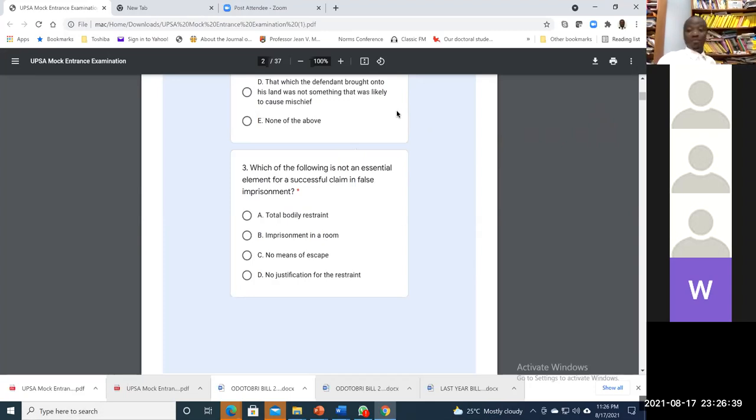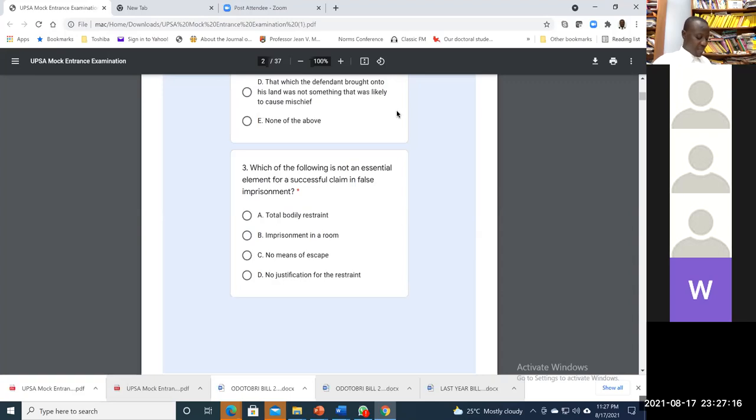Yeah, so false imprisonment is the unlawful imposition of restraint on another's freedom of movement from a particular place. So to establish that, you need to show that the restriction imposed upon the plaintiff or the claimant's liberty was unlawful. So the restraint must be total. So A is fine.